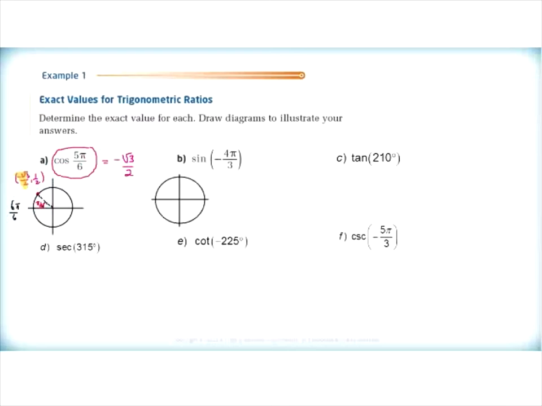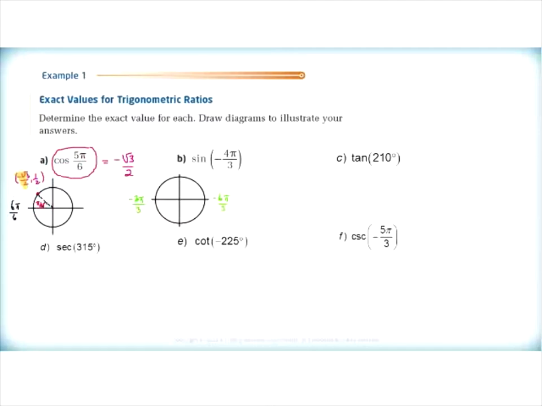Draw a unit circle right here. Negative 4 pi over 3. Now we're rotating in the negative direction. And we need to go negative 4 pi over 3. So this here will be negative 3 pi over 3. This is negative 6 pi over 3.